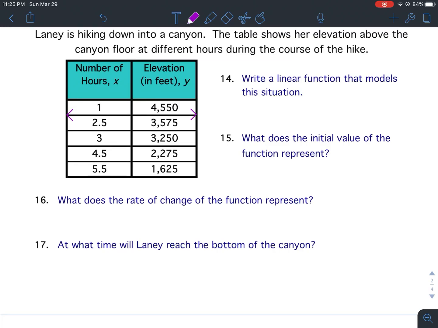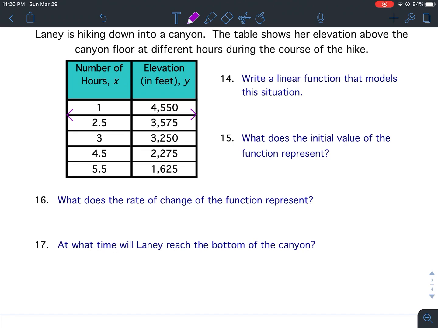Using functions to model relationships, worksheet 15, questions 14 through 17. Does this problem look familiar? It should look like example 6 of the notes. As a matter of fact, everything is the same except for, I believe in the notes it says Lacey and this is Lainey, and then these numbers here in the Y column are different. Other than that, the questions are exactly the same.